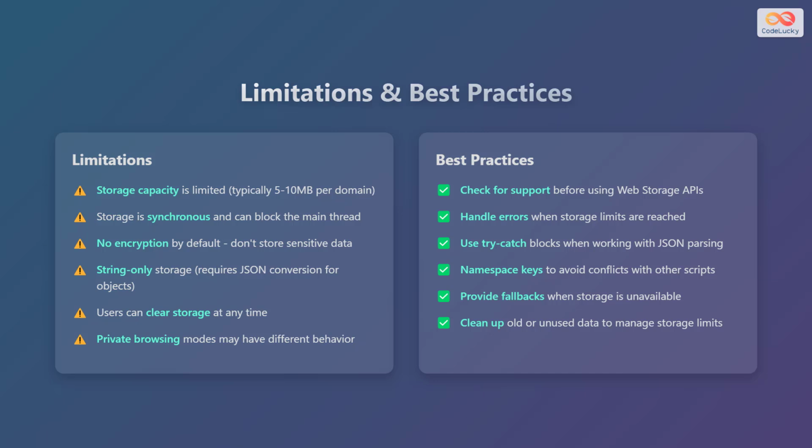Now let's look at the best practices. Check for support before using web storage application programming interfaces, or APIs, to ensure compatibility. Handle errors when storage limits are reached to prevent unexpected behavior. Use try-catch blocks when working with JSON parsing to gracefully handle invalid data. Namespace keys to avoid conflicts with other scripts. Provide fallbacks when storage is unavailable to maintain functionality. Clean up old or unused data to manage storage limits effectively.